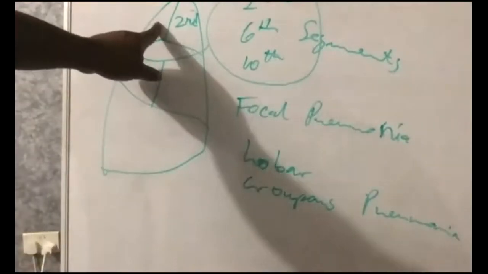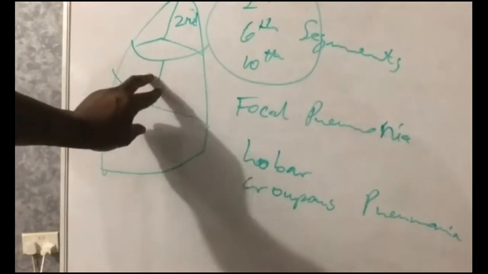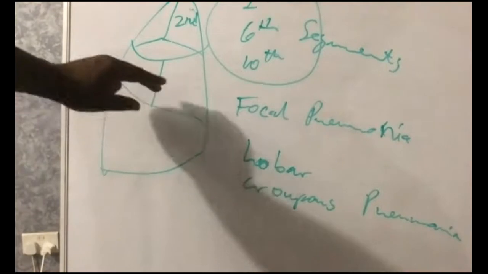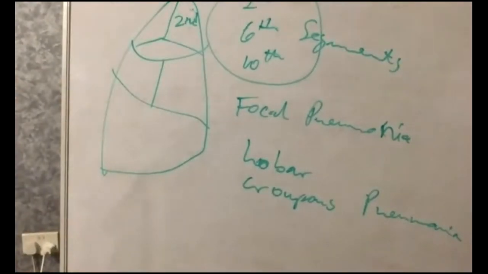The upper lobe is having 3 segments. The middle lobe is having 2 segments, making it 5. And the lower lobe is having 5 segments. That is the right lung, okay? So it gives us 10 segments. Does anybody have any question? No, please. Okay, so let's move on to the next question.